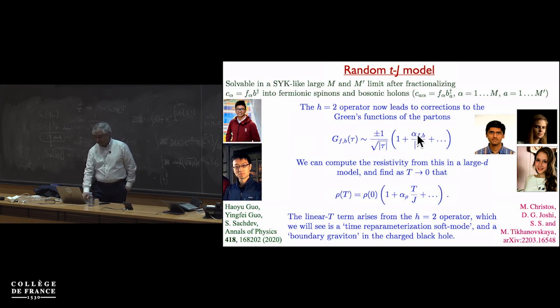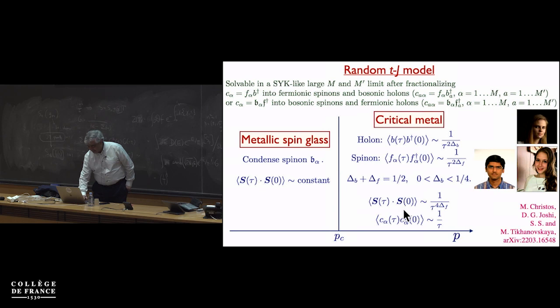So Green's function has a 1 over tau. And now another important point, okay, this should be changed here. There's an error here. And the important thing is that this decays as 1 over tau. So if I take this 1 over tau and compute the resistivity, you'll just get a constant in this random exchange model.